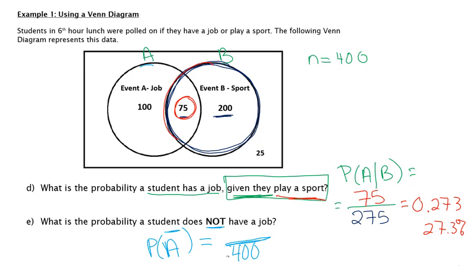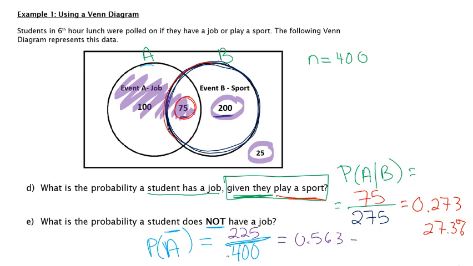When we talk about not having a job, we can do this a couple of different ways, but basically we're not counting anything that falls within having a job. So we're using the 200, but this time we're also using that 25. There are 25 people that don't have a job as well. When we add that up, we get 225, and that would be 0.563 or 56.3%. And that would be it.